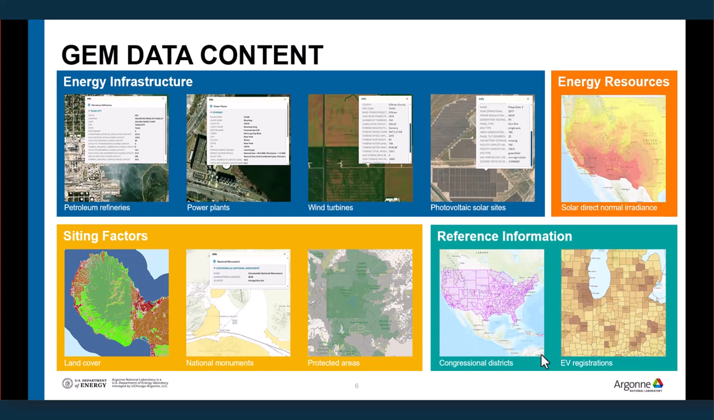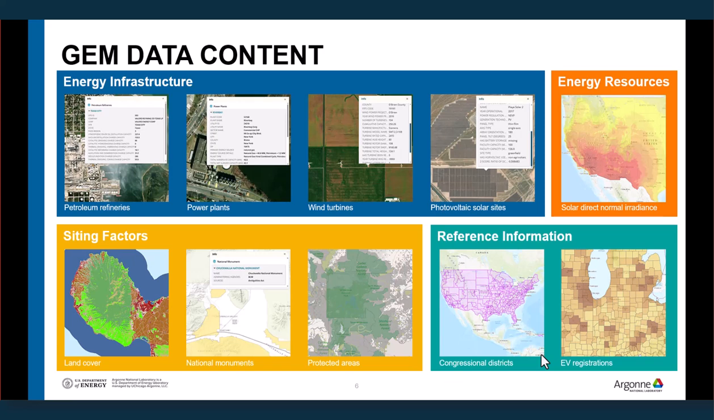And then petroleum refineries is an example of another type of infrastructure that we have available for viewing and download in the tool. I had mentioned the energy resources earlier. Here is solar direct normal irradiance. That is the amount of solar energy per unit area throughout the US. And that includes not only the sun angle and the amount of time it's over the horizon, but the amount of cloud-free time. So the intensity of the total sunlight over a long period of a year. And that is generated and provided by the National Renewable Energy Laboratory.